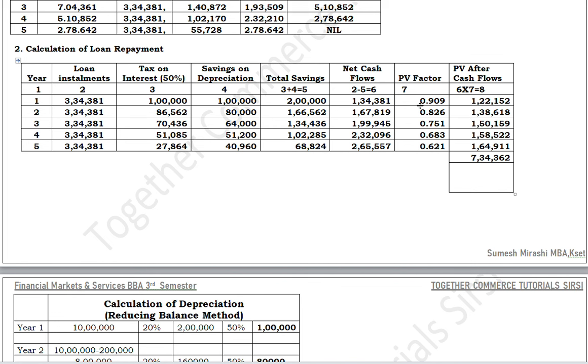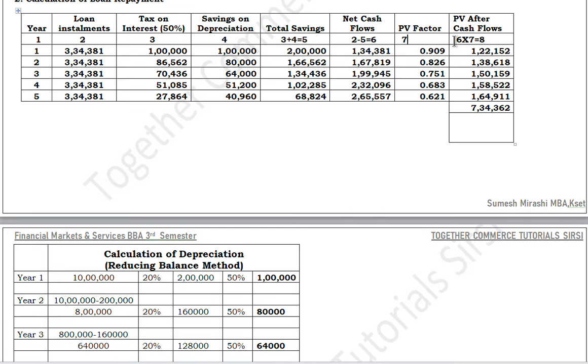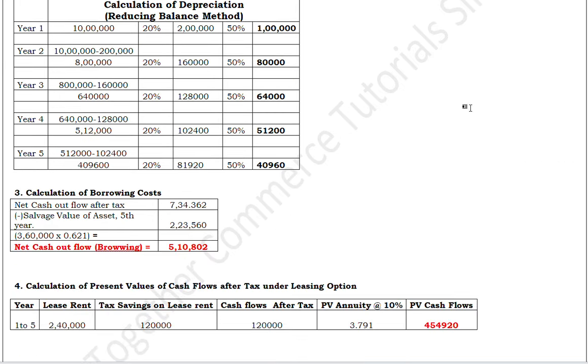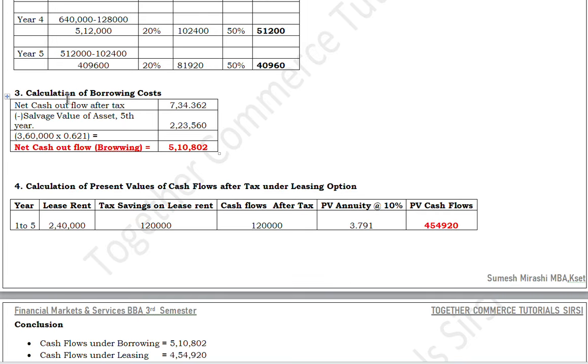So this into this gives you the eighth column. That is 1,34,381 into 0.909 will give you 1,22,152, and so on. At the end of this column, you should add this, and this will be the answer for this table. So this will be the answer. The total is 7,34,362.